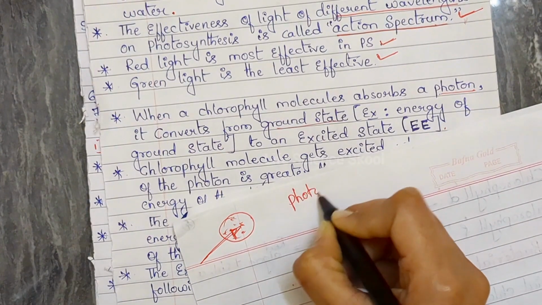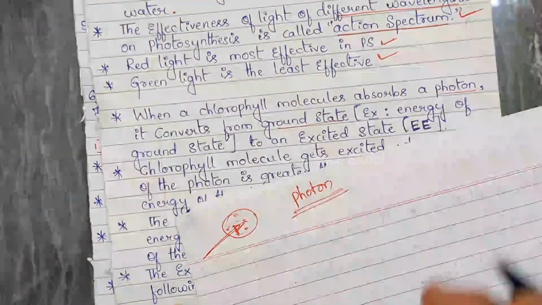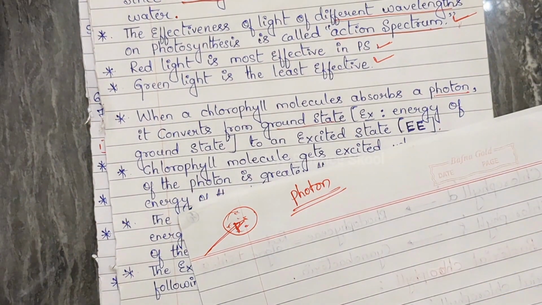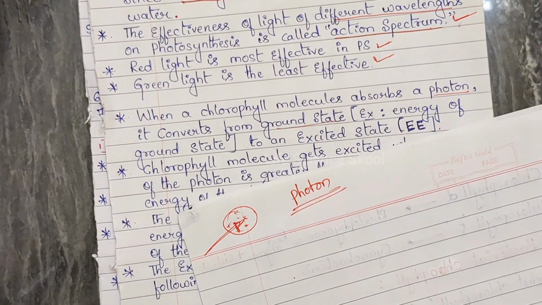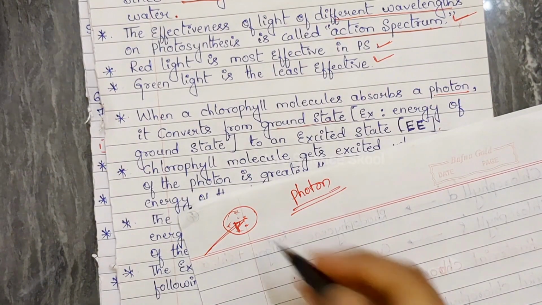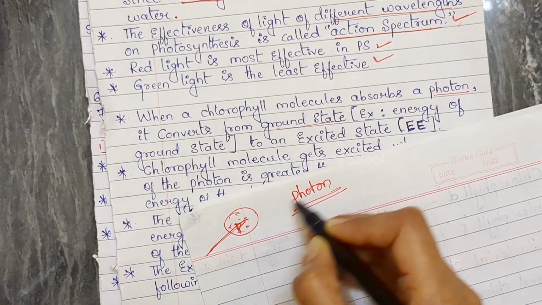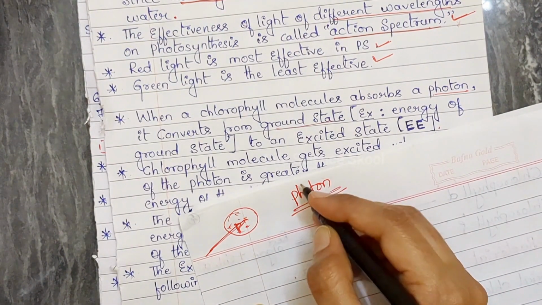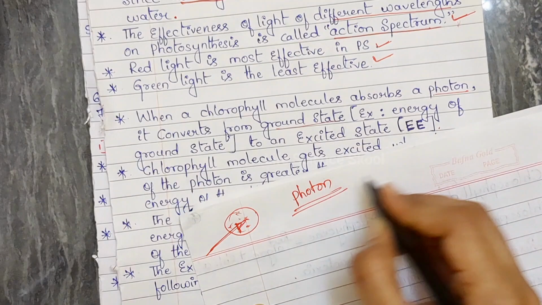So when chlorophyll absorbs the sunlight, it absorbs a photon. What is this photon? A photon is nothing but an energy molecule. Okay, a photon is the energy packet of the radiant energy, that is visible light, sunlight. When chlorophyll absorbs this photon, it converts from ground state to an excited state.